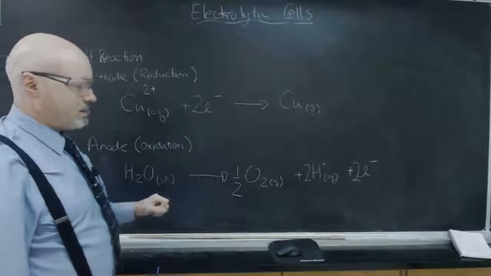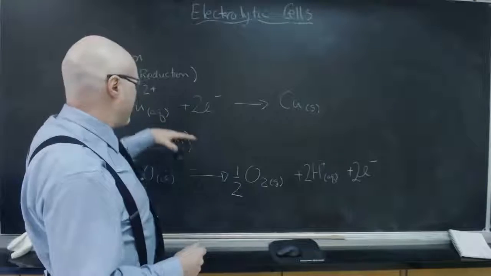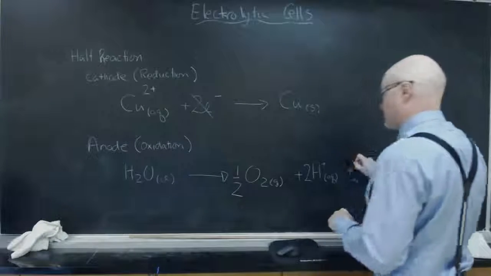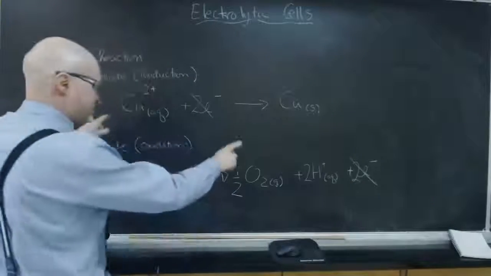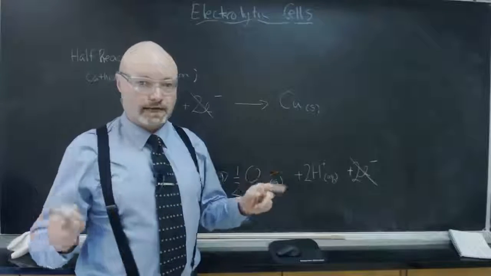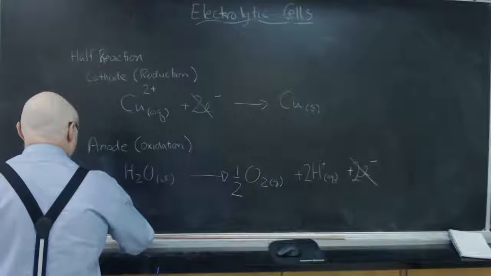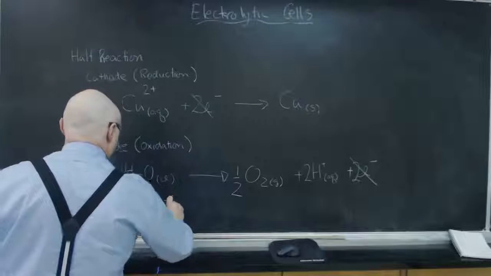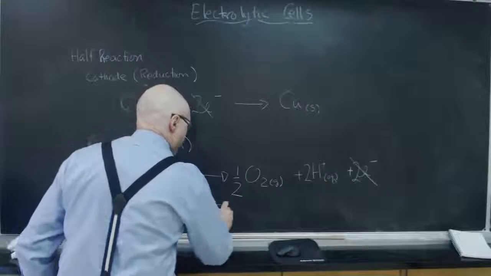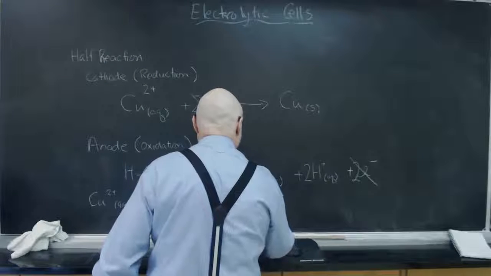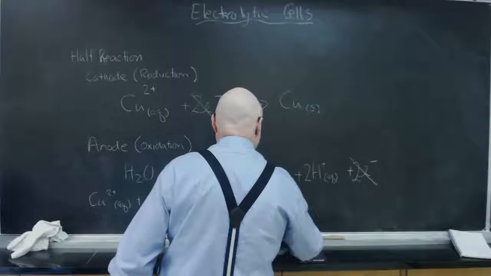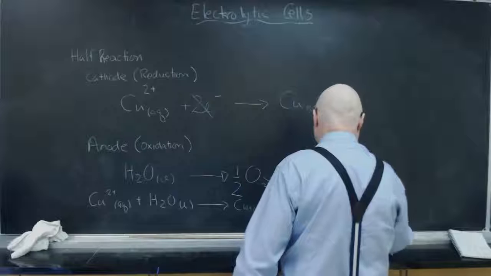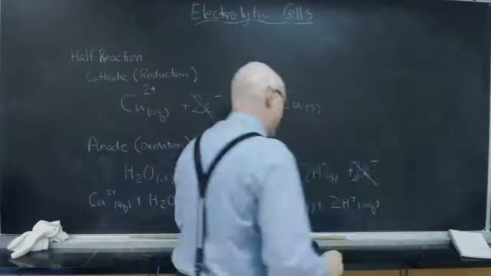Now, remember how we took net ionic equations and we added them together? That's what we're going to do here. We have 2 electrons on this side of the half reaction. We have 2 electrons down here. And we're going to add these 2 reactions to get the overall cell reaction. So on the left side, we have copper 2+ ions plus water. And that is going to give us solid copper plus oxygen gas plus hydrogen ions. That's my overall reaction.